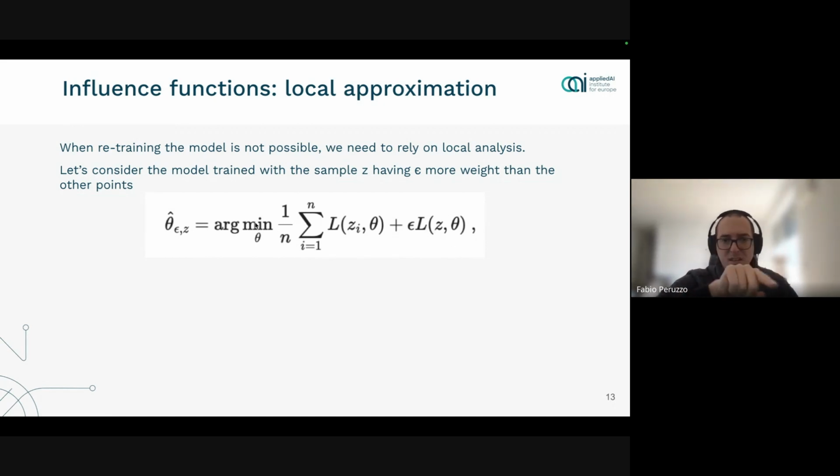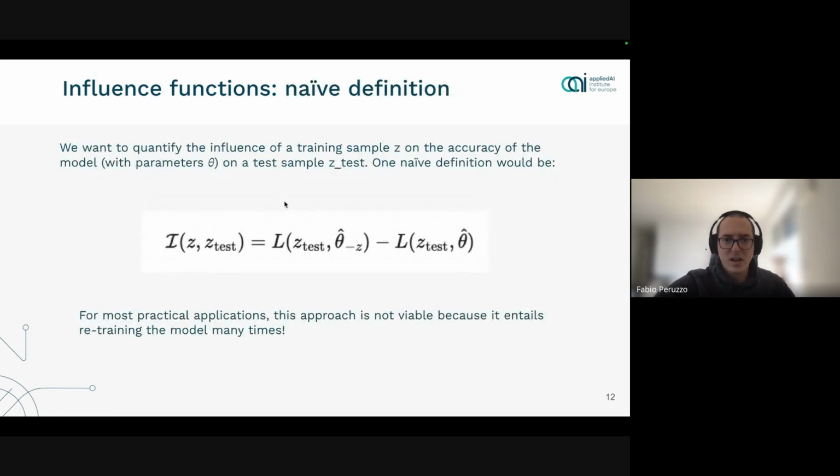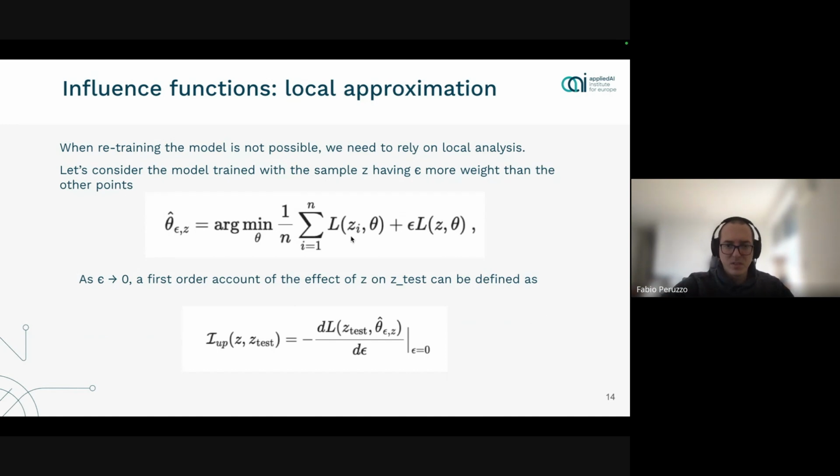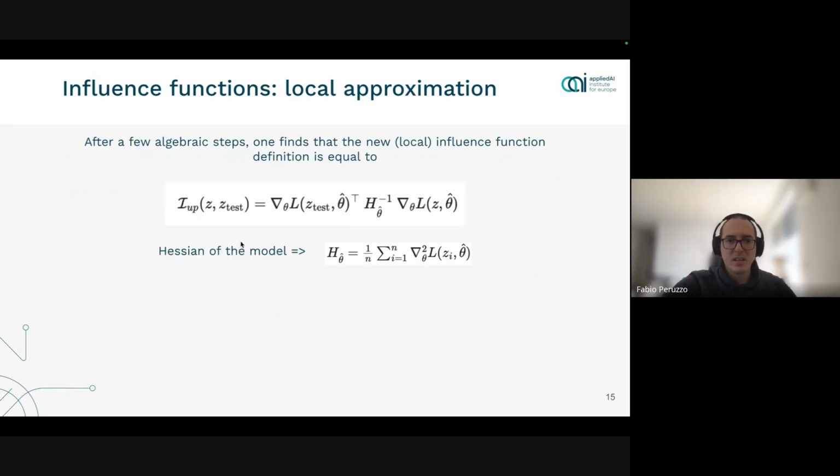And then I take the parameters, this theta hat epsilon Z, and I substitute them in the formulas that we saw at the previous slide. So I'm going back one slide now. So I substitute that theta hat epsilon here. And what I obtain is a new definition of influence, which is more local. So it's based on a perturbation of the leave one out definition that we had before. But after a few algebraic manipulations, we end up proving that this new definition is equivalent to this.